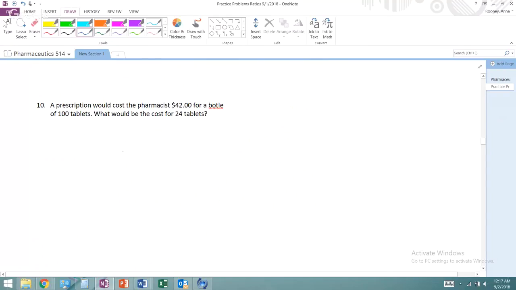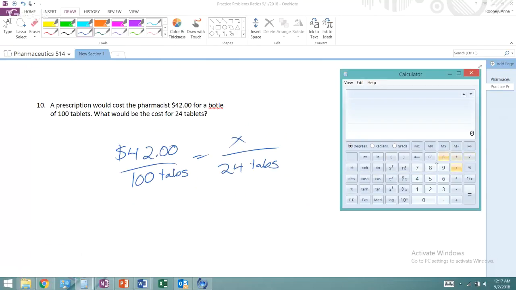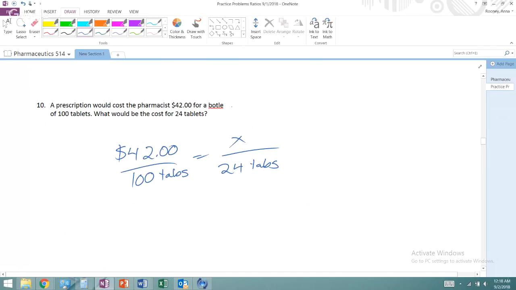So, next question. A prescription would cost the pharmacist $42 for a bottle of 100 tabs. What would be the cost for 24 tabs? Once again, two ways to do this. The way I would do it in the real world would be to find out the price per pill. So I take 42 divided by 100, boom, 42 cents per pill times 24. It's $10.08.